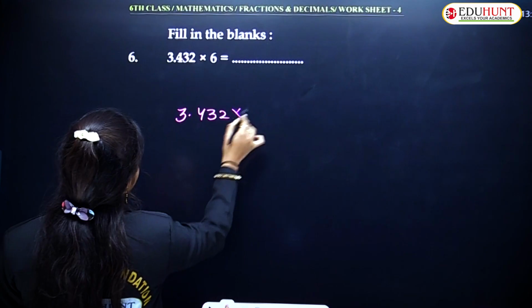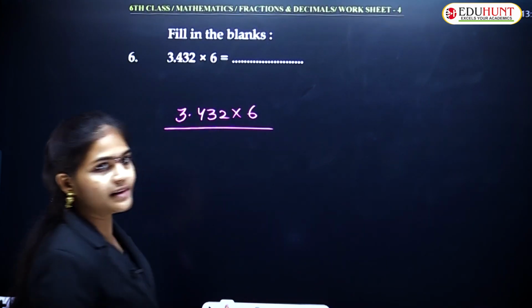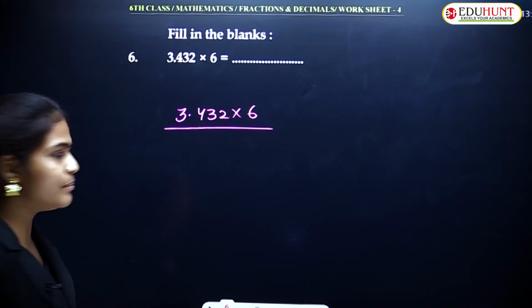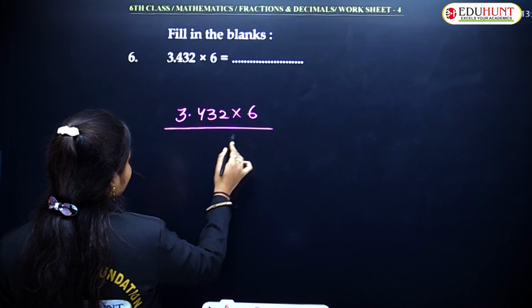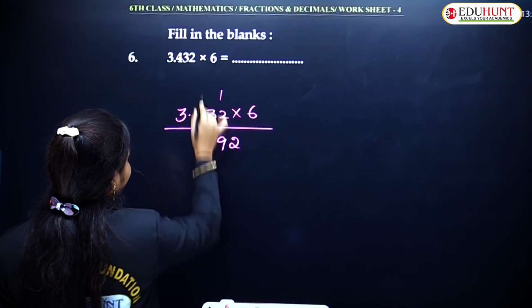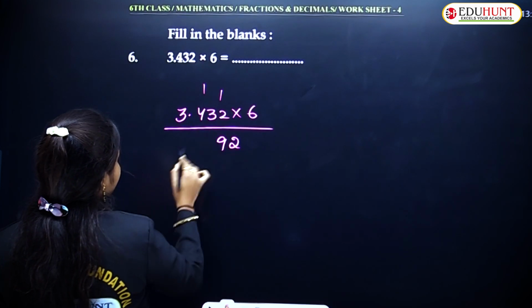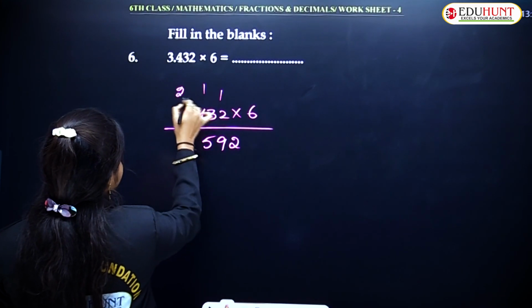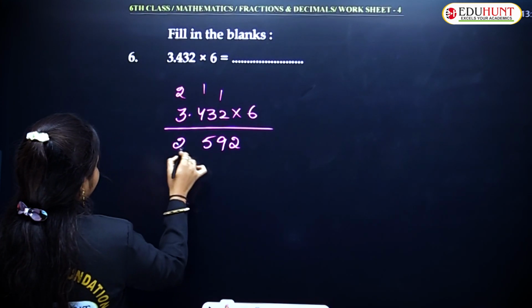3.432 into 6. Just the product of an integer and a decimal number, right? So here 6 2's are 12. And here 6 3's are 18 plus 1, 19. 6 4's are 24 plus 1, 25. 6 3's are 18 plus 2, 20.